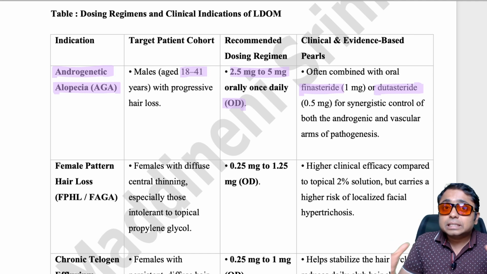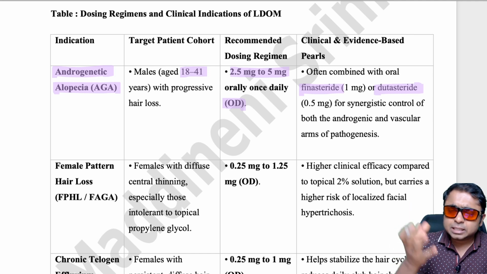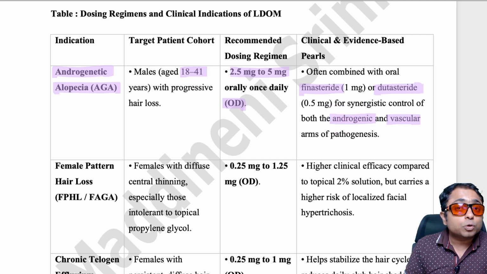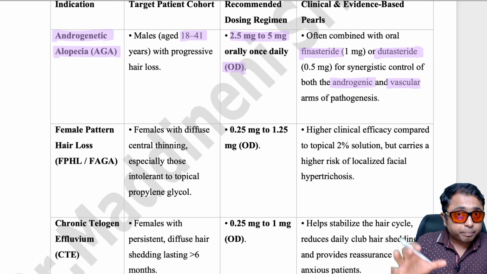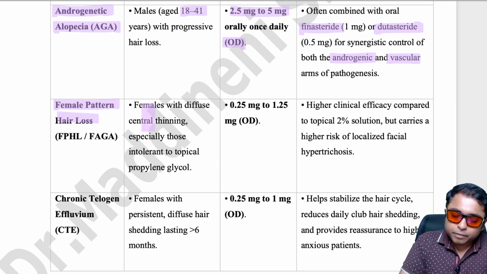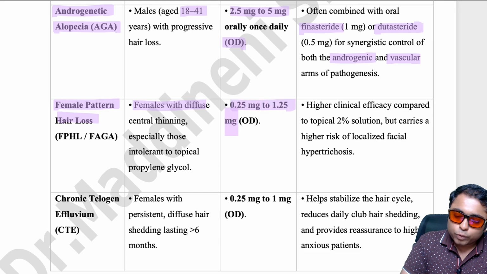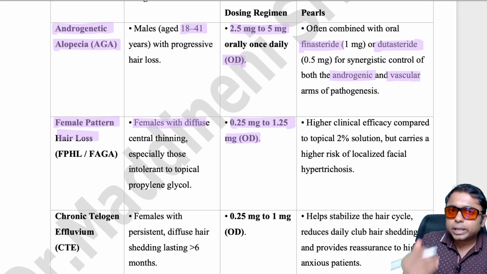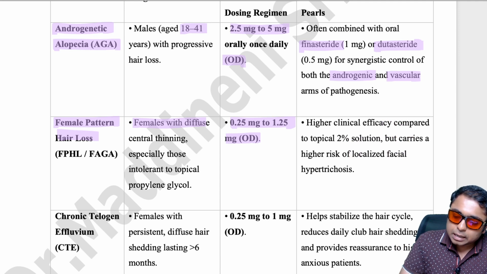Thereby we can have synergistic effects, that is minoxidil is going to act upon the vascular arm, and finasteride is going to act on the androgenic arm. So both of them we can make use of in males, okay, because finasteride cannot be used in females. In female pattern hair loss, we can use it in females with diffuse central thinning, 0.25 to 1.25 mg OD. If you observe carefully, the dosage is very low in females, and yes, there could be a higher risk of localized facial hypertrichosis.